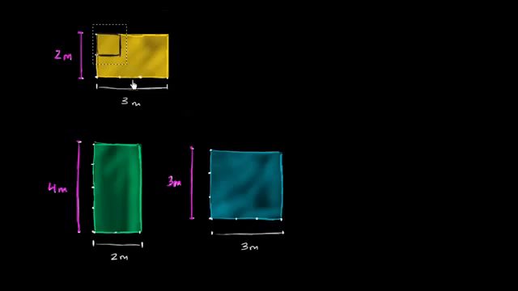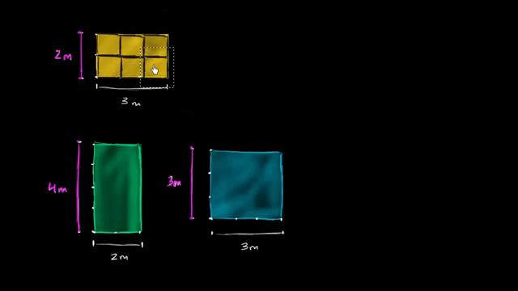So that's 1 square meter, 2, 3, 4, 5, and 6 square meters. So we see here that the area is 6 square meters. Area is equal to 6 square meters. But something might be jumping out at you.